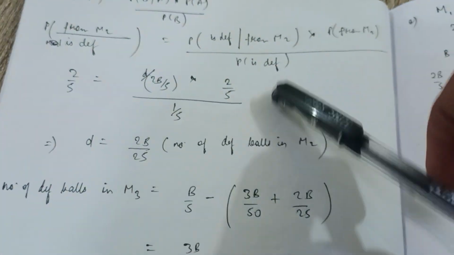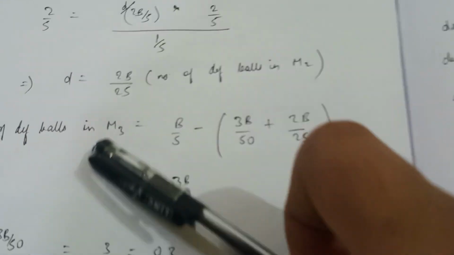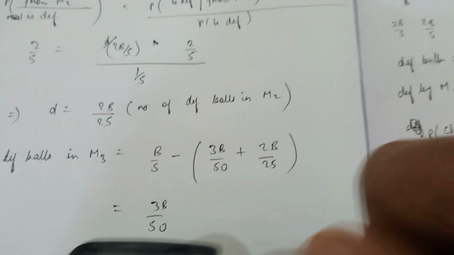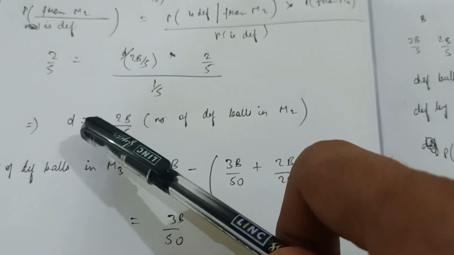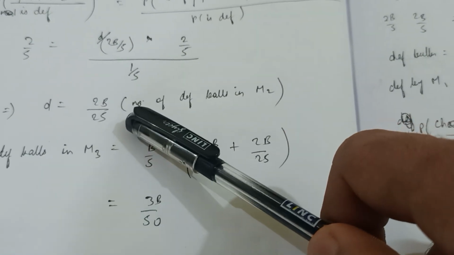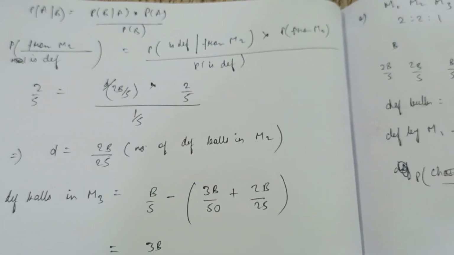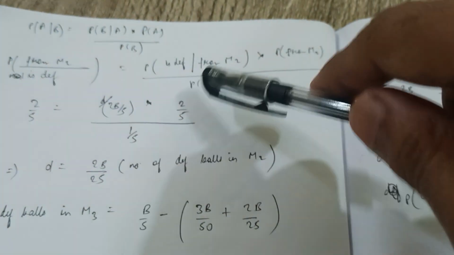Solving this equation, we can get D in terms of B, where B is the total number of bulbs produced by all the 3 machines in the factory. So D is equal to 2B by 25. This D is the number of defective bulbs in M2, as we assumed in the numerator.